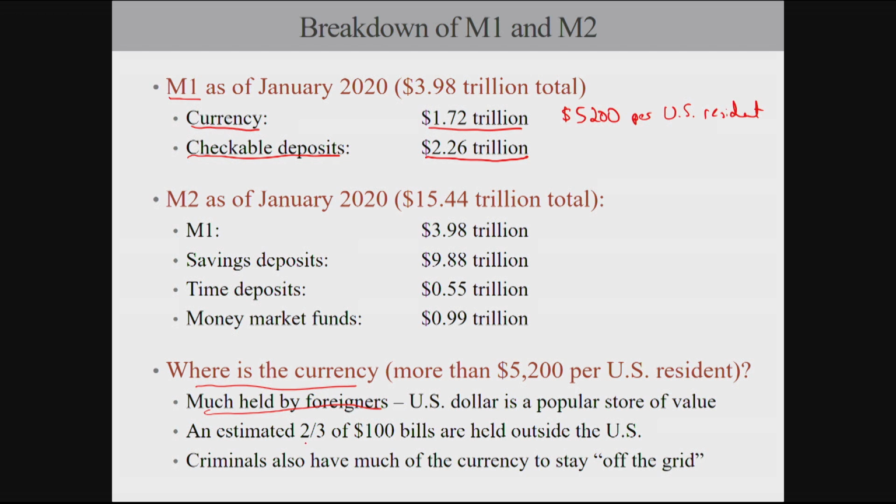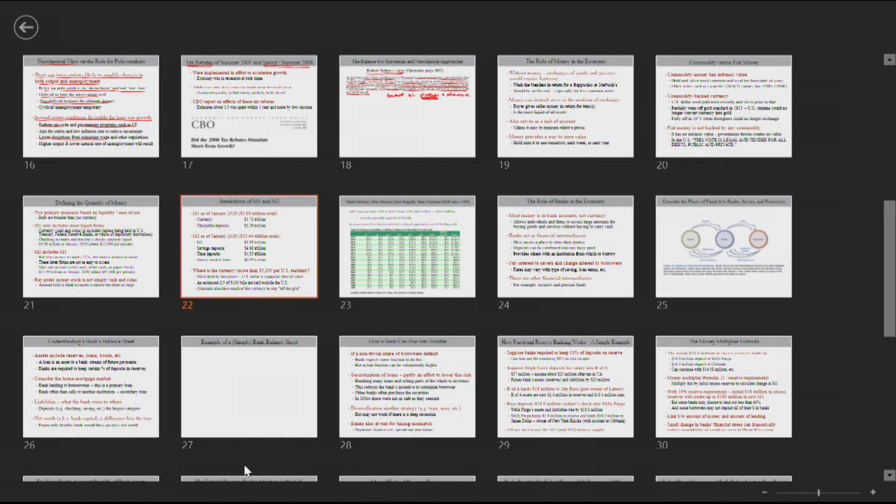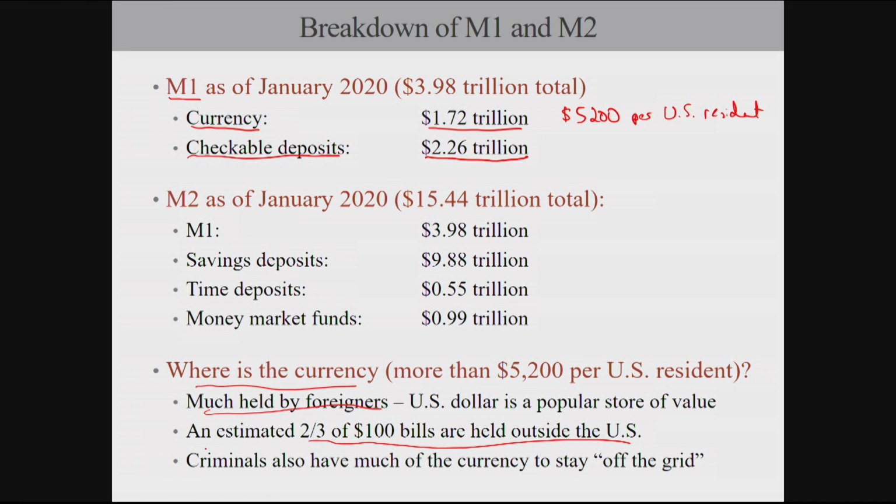More than 2/3 of $100 bills are estimated to be held outside the US. You also have criminals who hold much of the currency to stay off the grid. But it's a large amount.